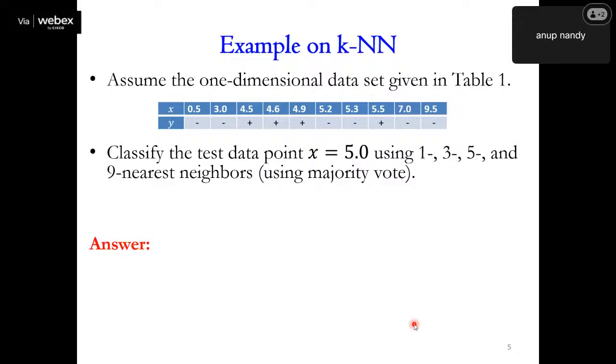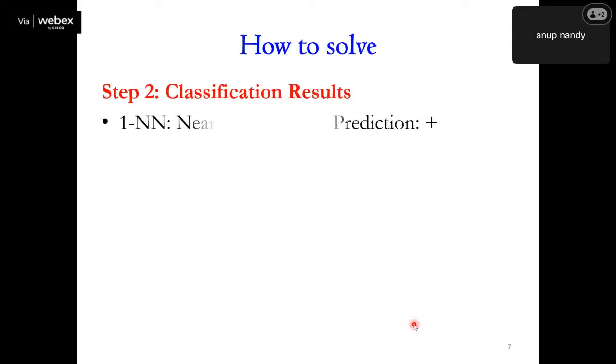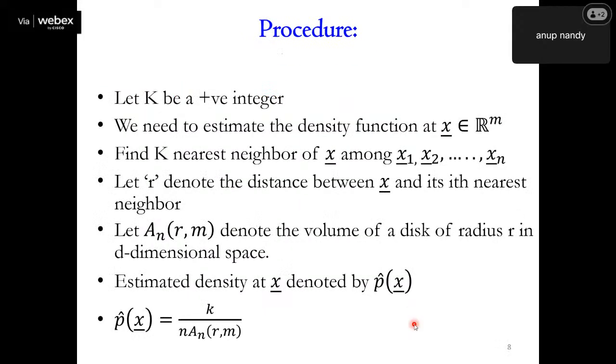Before that, let me explain the nearest neighbor decision rule, and I'll come to this point afterward. What is the procedure of this nearest neighbor decision rule? Let k be a positive integer. What is the procedure for estimating the density function P? Because x1, x2, x3 have been drawn randomly from an unknown distribution, your objective is to estimate P. For this, we need to estimate the density function at x, where x belongs to R^m. You have to find the k nearest neighbors of x among x1, x2, and xn.